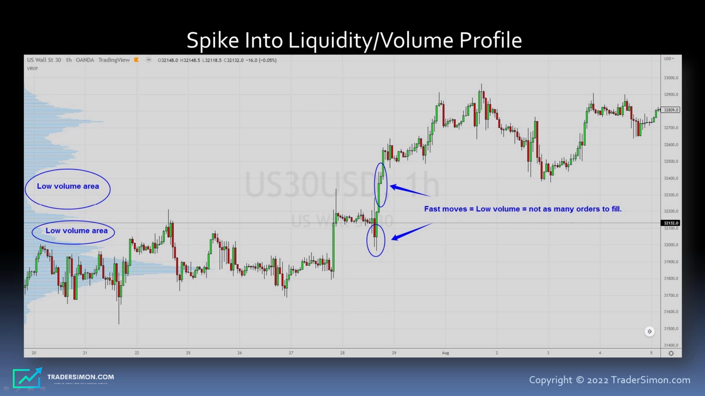The reversal will often stop when there's a lack of volume. On this Dow Jones 30 chart, look at the fast reversal here. The market move turns around quickly when there are low volume areas on the chart. Here we see it also shooting through an area of low volume quickly. In other words, low volume equals not as many orders to fill, equals fast moves or reversals. But that's a topic for another day and we cover it in detail in my advanced course.